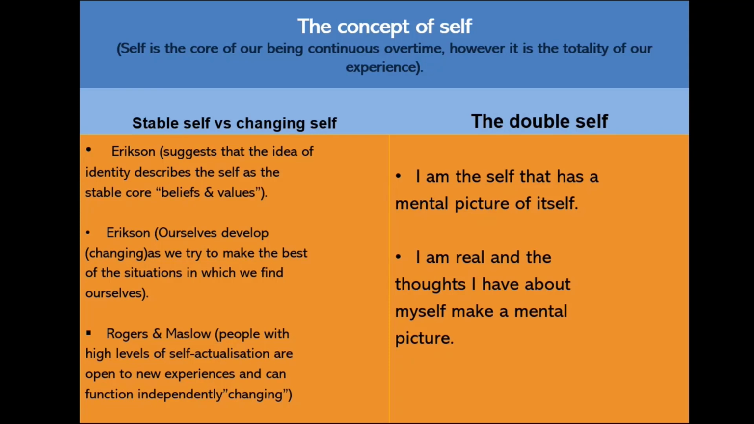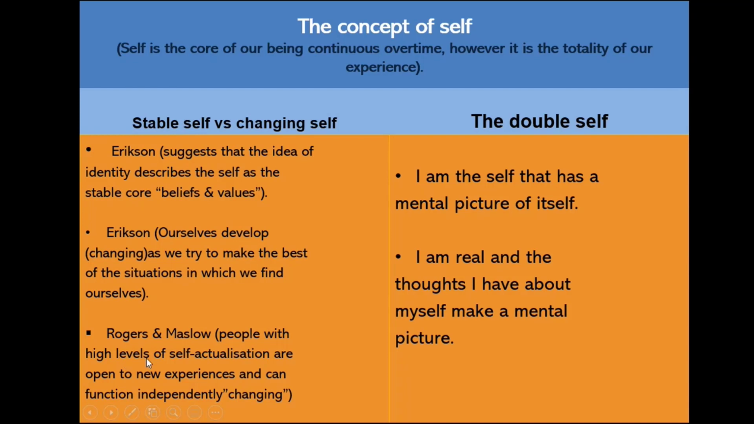Then you have who? Rogers and Maslow. They say people with high level of self-actualization are open to new experiences and can function independently, changing. You see here, they take you back and forth. They say to you at first, Erikson suggests that the idea of identity describes yourself as a core being. The core being is influenced by what? The environment, your upbringing. That is beliefs and values. They twist it a bit. They say, Erikson, ourselves do develop. We change as we try to make the best out of the situation in which we find ourselves in. We are forced to change because we interact with people, we meet people, we do certain things, we learn, we accept, we are willing to change.